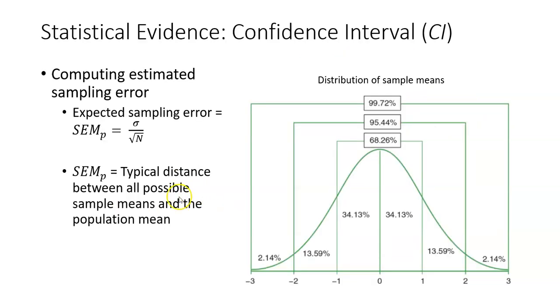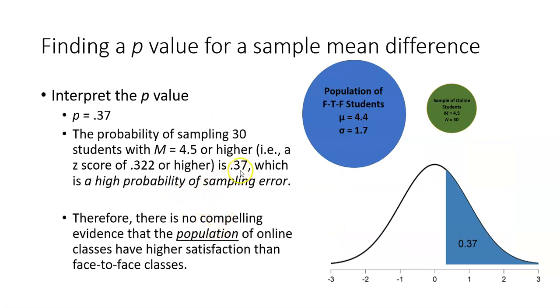And since that's such a high probability, you would come down and make this conclusion. There's really no compelling evidence that the population of online students have a higher satisfaction score than the face-to-face students. Because this difference of 0.1 between these two means, that difference about a third of the time would happen due to sampling error. So that's not very compelling evidence. Compelling evidence would be a very low p-value. If you get a very low p-value, that would be compelling evidence that the result you got probably did not occur due to sampling error. Here, we don't have that. We have a pretty high p-value. So it seems likely that this could well be due to sampling error.